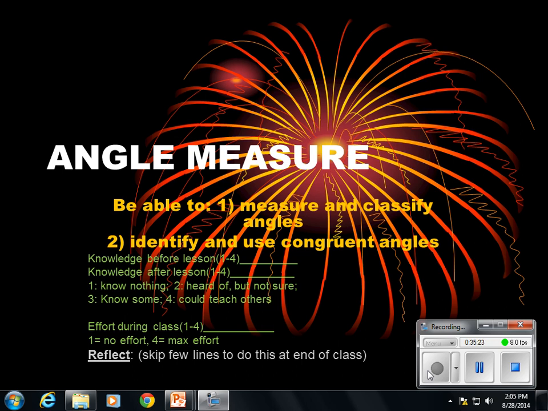Congruent angles. What's going to be true about two angles if they're congruent? They're the same. They have the same measures. Very good. So if I tell you an angle is 70 degrees, and some other angle is congruent to it, what do you know about that other angle? 70 degrees. Very good. All right.